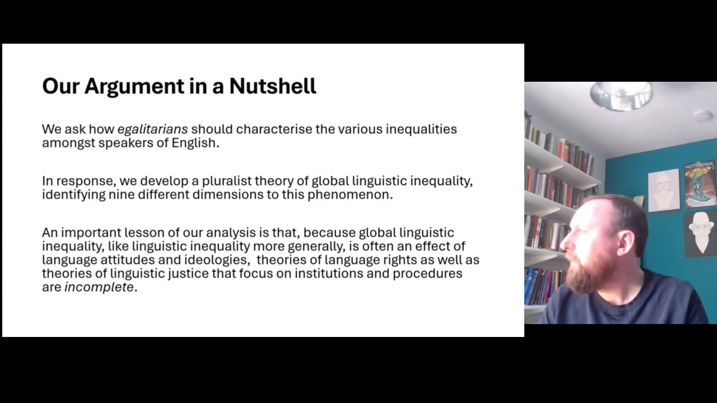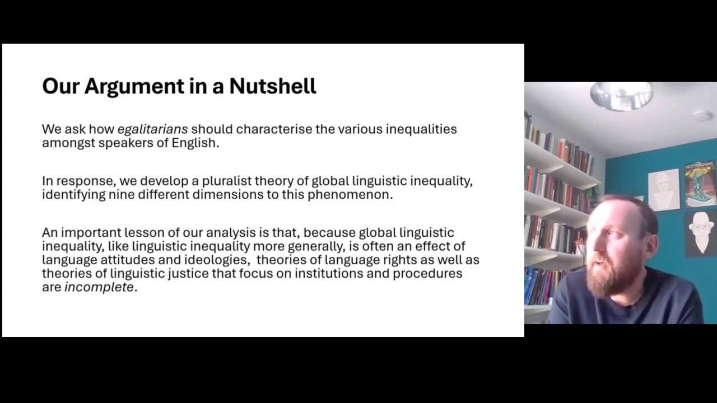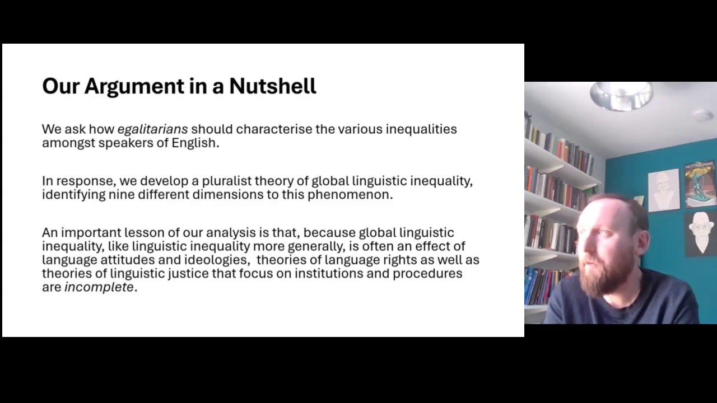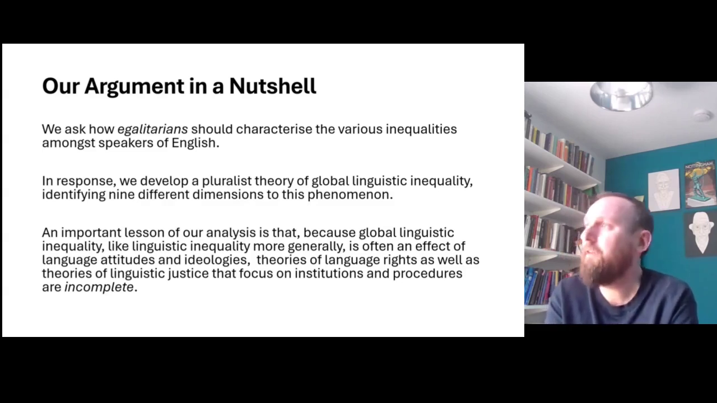One of the important outcomes of our argument, or one of the significant implications, is that once you try to disaggregate this phenomenon of global linguistic inequality, it becomes clear that inequalities amongst English speakers have as much to do with language attitudes and language ideologies as they do with, say, procedures or institutions or language rights. And that carries implications, I think, for how we think about linguistic justice more generally.